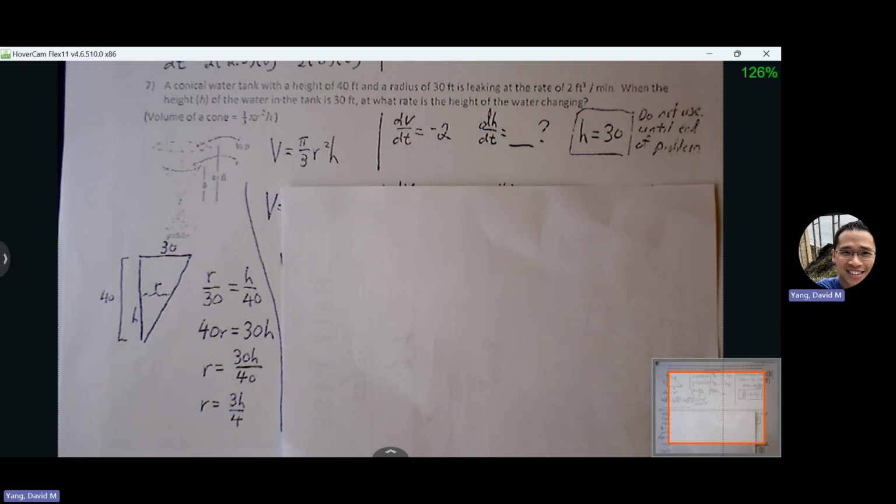And then we have to keep reminding ourselves that when they give us that height of the water level, we want to box it off and remind ourselves to not touch that value until after the derivative. We want to hold on to our h variable until the very end. We don't want to lose that h variable too soon.